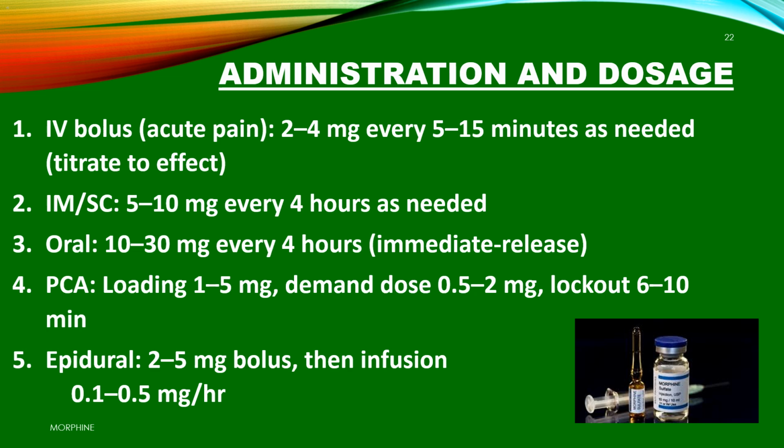4. PCA, patient-controlled analgesia. PCA settings typically include a loading dose of 1 to 5 mg, a demand dose of 0.5 to 2 mg, and a lockout interval of 6 to 10 minutes, allowing patients to self-administer medication as needed. 5. Epidural. For epidural administration, a bolus dose of 2 to 5 mg is often given, followed by a continuous infusion of 0.1–0.5 mg per hour, providing effective pain relief.